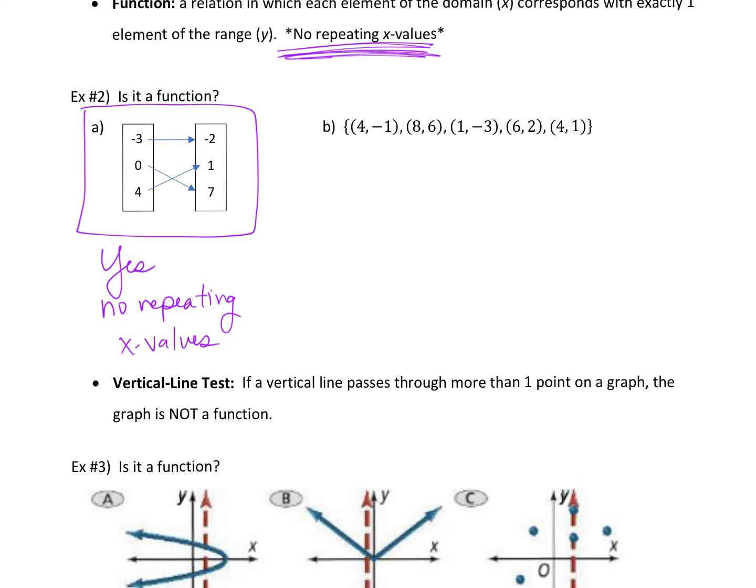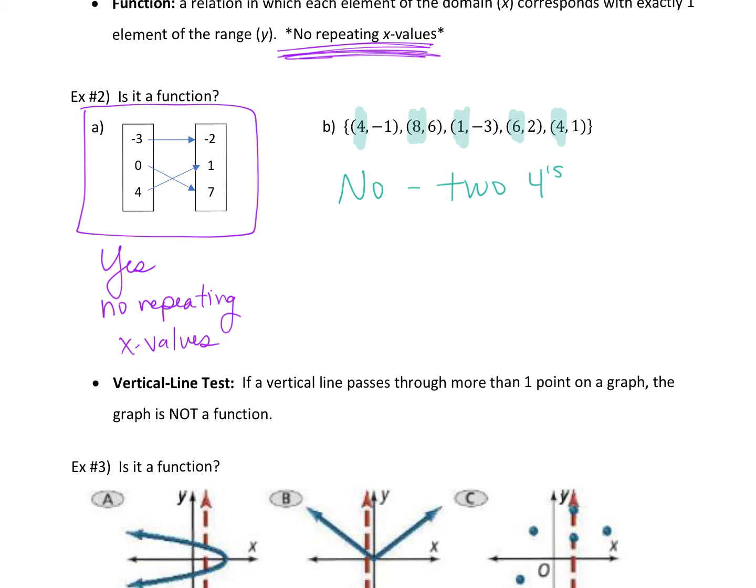Look at letter B there. And now here's the thing, guys. You can set it up as a mapping diagram if you want, but you don't have to, right? You can see if there are repeating x values just by looking at it. All we're looking at here is this, that. Okay, the y's don't matter. The y's do not impact whether it is a function or not a function. Is this a function? No. Why not? Because then it would be 4 twice. You have 2 4s, okay? If you have 2 4s in your x's, it is not a function.